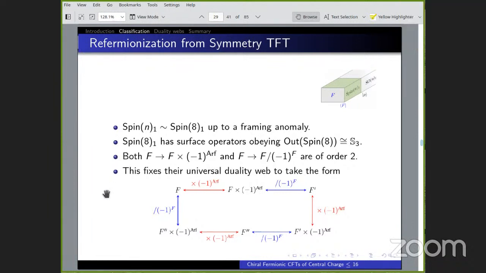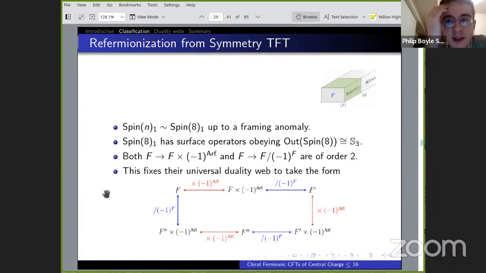Thanks. That was very interesting. I want to understand this better, the second point in particular. So what does it mean that surface operators obey this symmetry of the symmetric group on three letters?